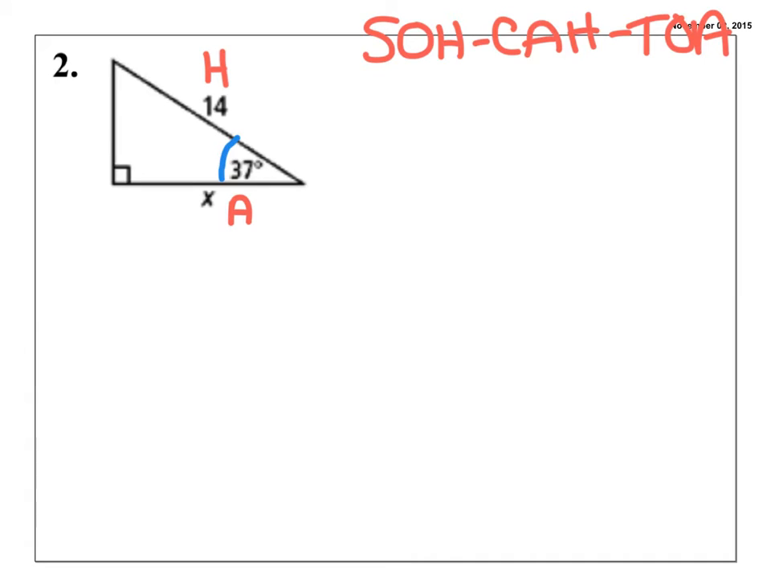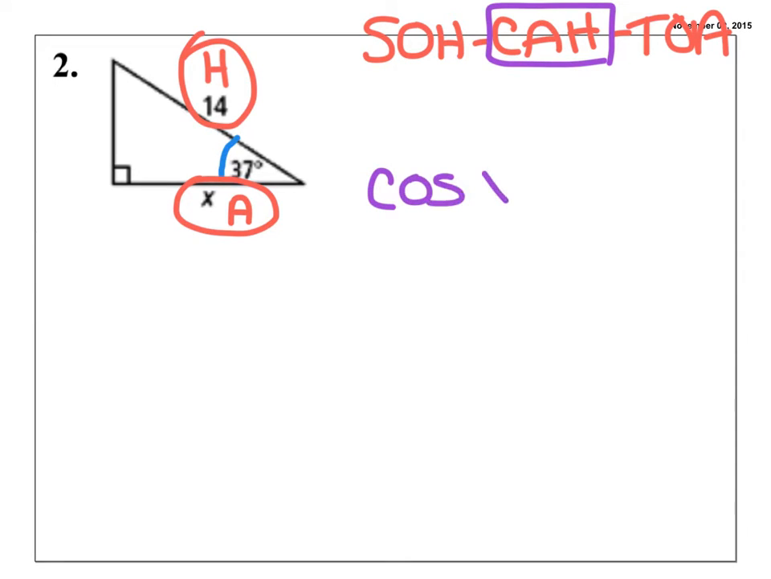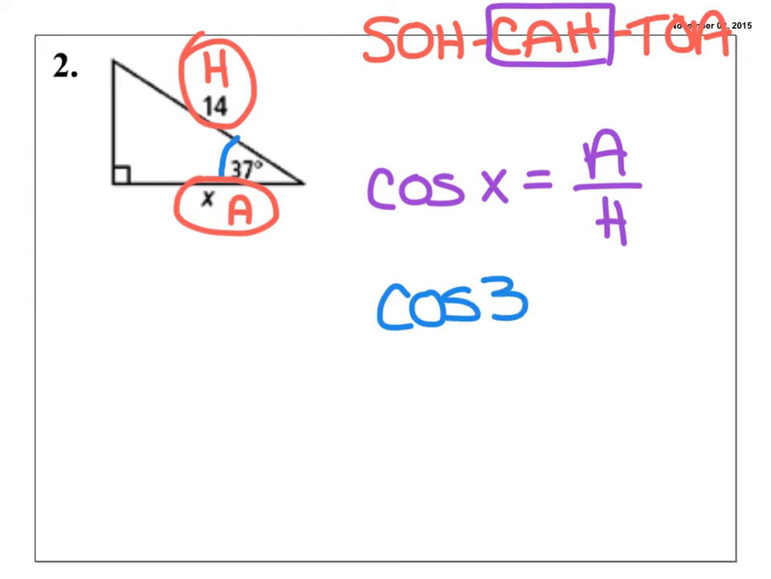So looking at the two pieces that I have, my adjacent and my hypotenuse, I notice that adjacent and hypotenuse is a cosine function. So I'm definitely going to be using my cosine here. So writing my trig equation, I have cosine of x is equal to adjacent over hypotenuse. Now, I know that x represents my angle measure, the adjacent represents the adjacent side, and the hypotenuse represents my hypotenuse. So let's go ahead and start plugging those values in. I have cosine of 37, my angle measure is 37, and my adjacent is x, and my hypotenuse is 14.